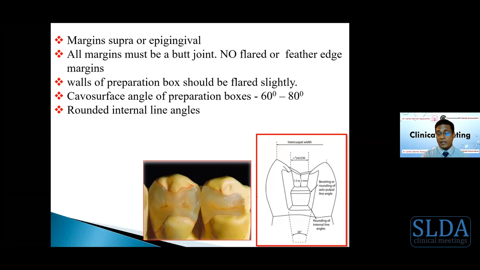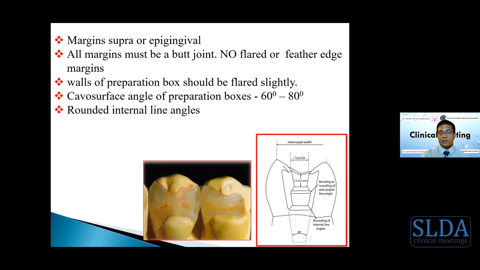And if you have a lesser angle than that, then you will have wide open proximal and occlusal boxes where you can't achieve the expected retention and resistance form for the indirect restoration. And all line angles where two surfaces meet should be rounded off at last.